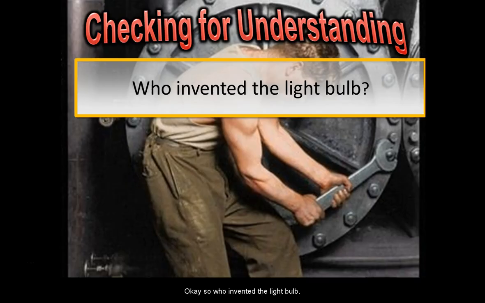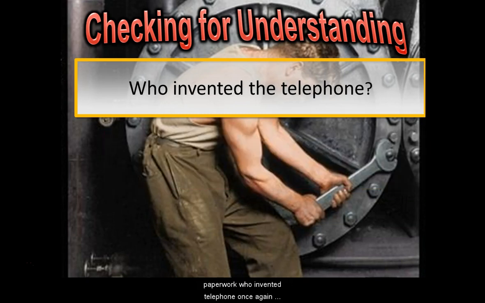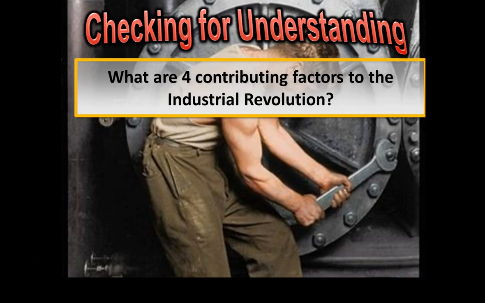Okay, so who invented the light bulb? Nikola Tesla. Edison gets the credit for it. He filed the patent paperwork. Who invented the telephone? Once again, an American gets credit for it, Alexander Graham Bell.